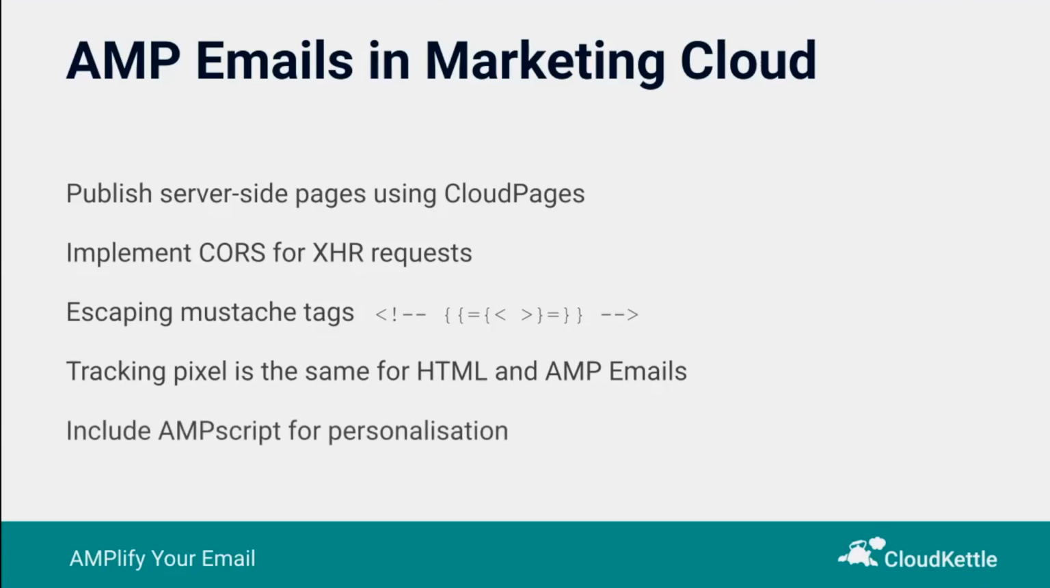Finally, you can include AMP script in AMP emails to personalize content at send time. For example, if you're retrieving from or posting form data to a Cloud Page, a code resource page, then you can use the Cloud Pages URL AMP script function in your email. However, content block AMP script functions like content block by ID, content block by name, and content block by key cannot be used in AMP emails.